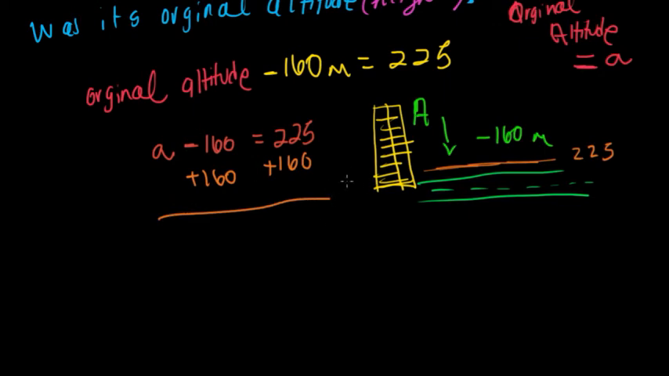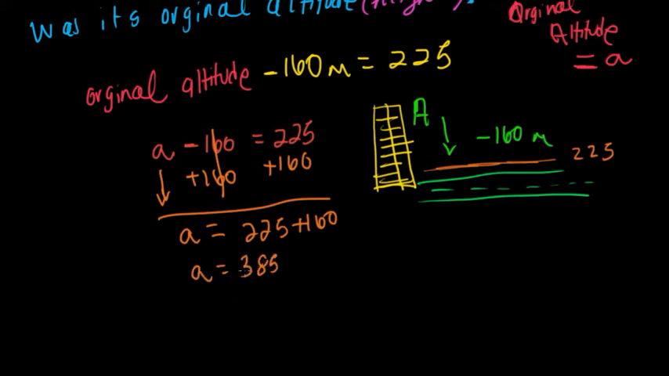Because what we do to one side, we must also do to the other. These will cancel because negative 160 plus 160 is equal to 0. We bring this A down, and we're left with A is equal to 225 plus 160. 225 plus 160 should give you 385. So this says A is equal to 385.